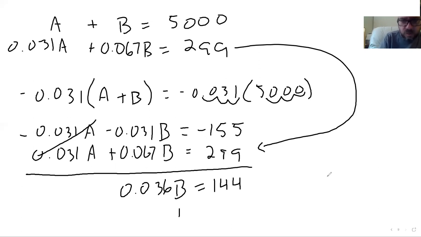So B equals 144 over, no, there's no way this is right. What? 0.036.